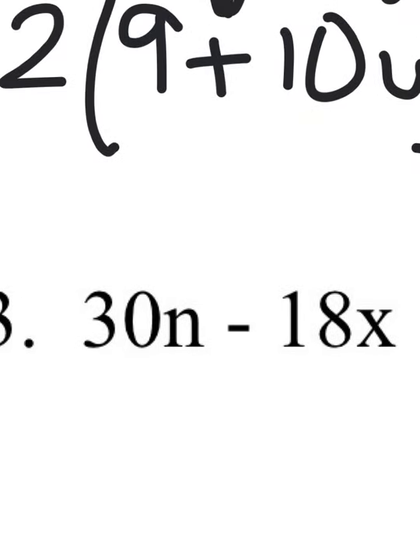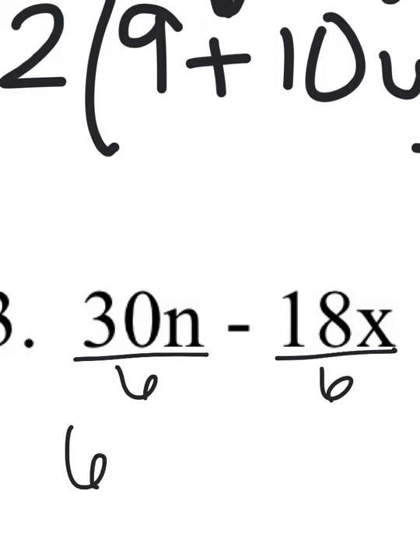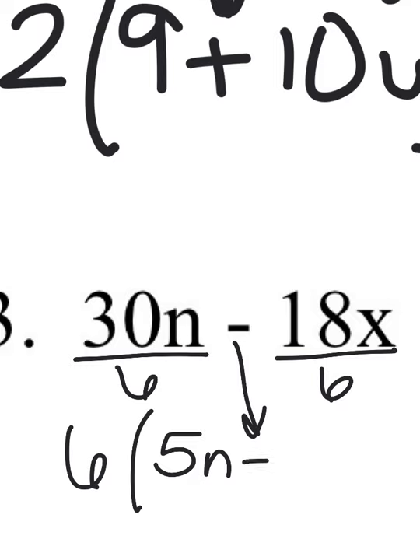And for the last one, I know I can take out 6 for both of them. What I take out goes on the outside of the parentheses. And then I can go ahead and divide. So 30 divided by 6 is 5. Bring down my variable. Bring down what I'm doing. This one is subtraction. And 18 divided by 6 is 3. And I bring down my variable and close my parentheses.